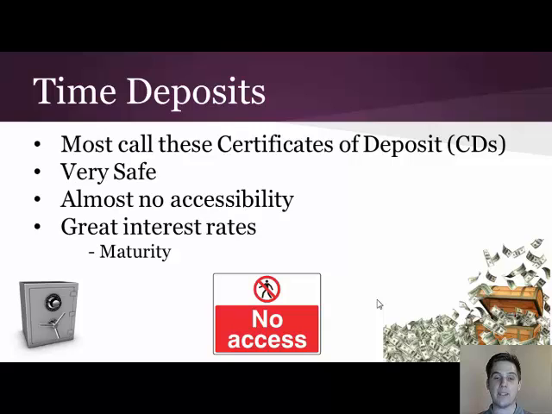The interest rates can be great. But you don't get any of that interest until the time limit that's set when you invest your money runs out. So with a regular savings account, you'll get interest every month. It keeps adding to your account, adding to your account, adding to your account. But the interest for a time deposit grows until what's called maturity.